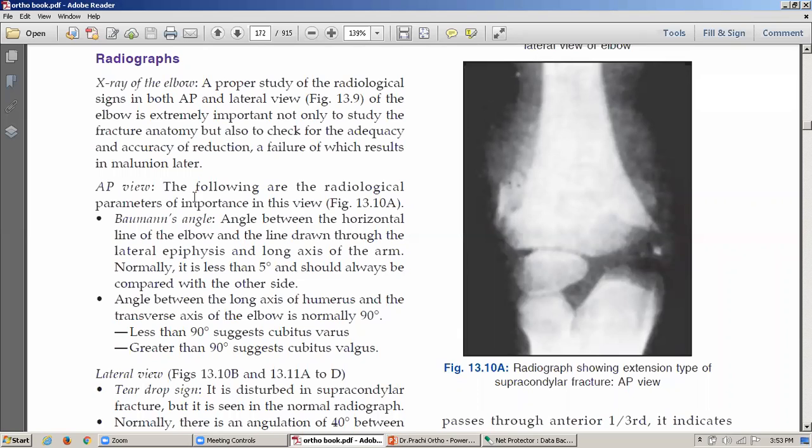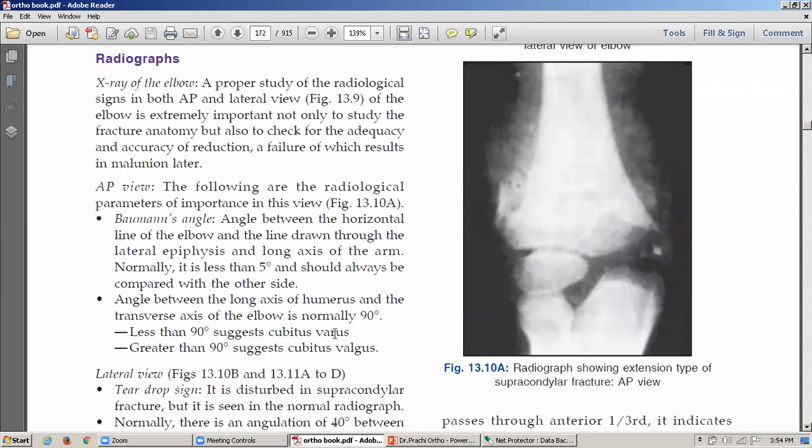In the AP view, the following radiological parameters are important. That is, Bowman's angle, between the horizontal line of the elbow and the line drawn through the lateral epiphysis and the long axis of the arm. Normally it is less than 5 degrees and should always be compared with the other side. So here the line is drawn of the elbow and the line drawn through the lateral epiphysis, which is less than 5 degrees.